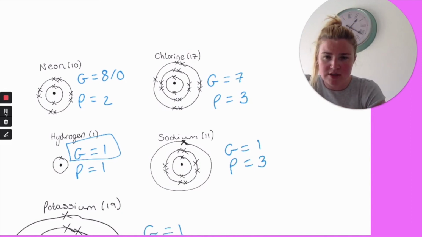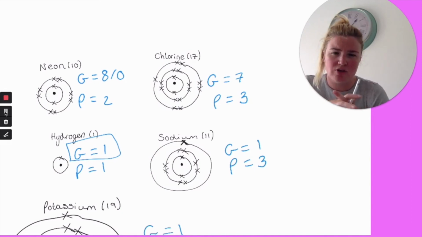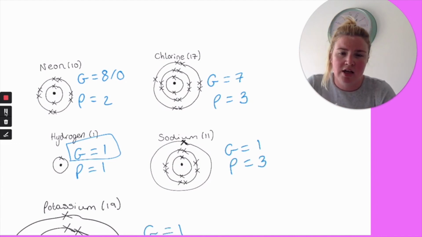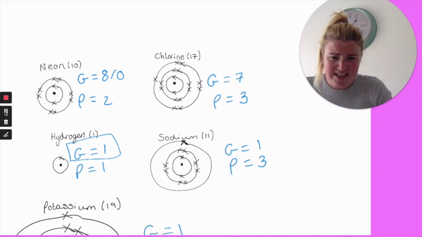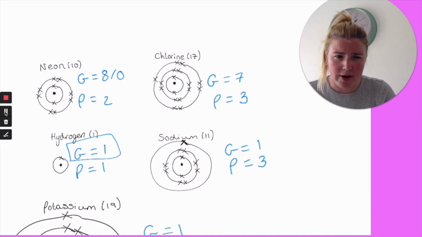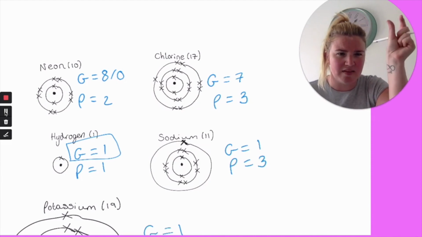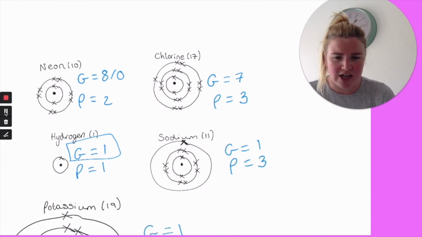Make sure you're doing the crosses like that, so you can count them to make sure you're doing it right. Chlorine then is in group 7 because it's got 7 in its outer shell. Period 3. Hydrogen, a bit of a funny one. It's in period 1. You wouldn't really say it's in group 1. It's kind of on its own, like in the middle of the periodic table. A little bit of a strange element.